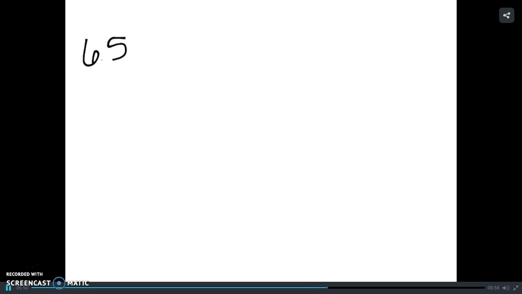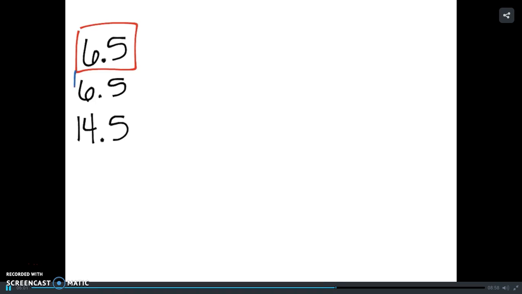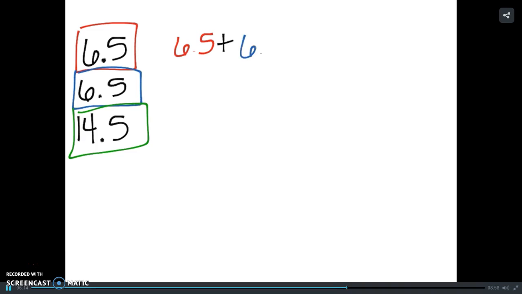So here we have 6.5, 6.5, and 14.5. Okay, so again, I'm going to go ahead and color code these just so they're easier to follow in the notes. And we're going to write out our three equations again. So we're going to start off. We have 6.5 plus 6.5. And we have 6.5 plus 14.5.